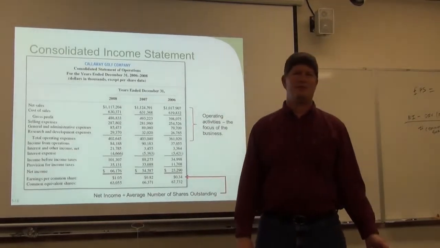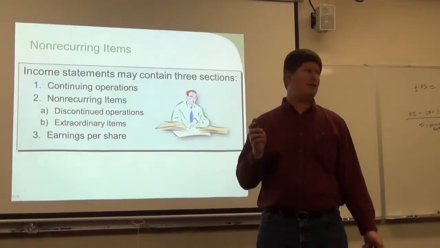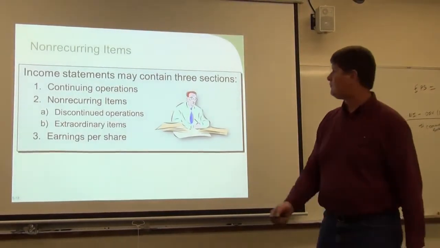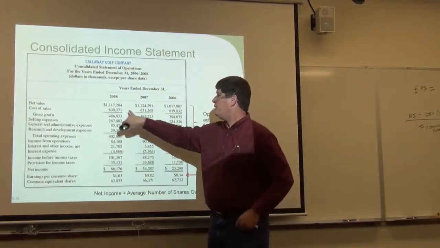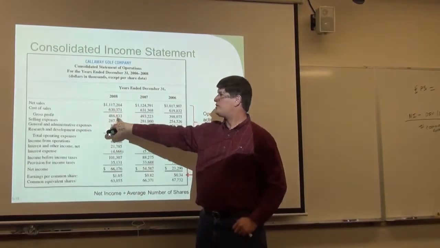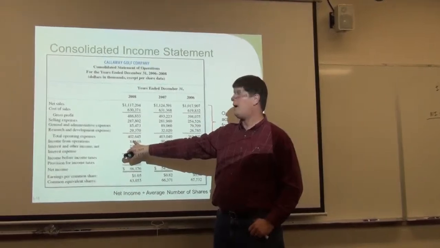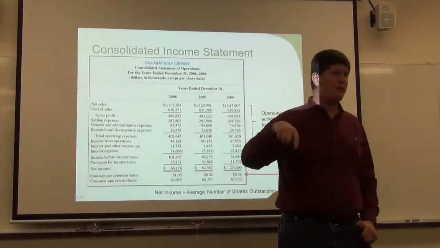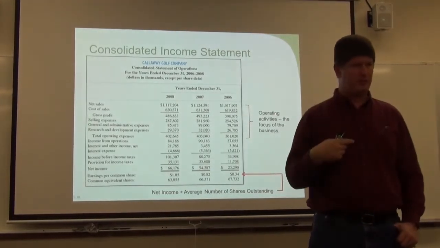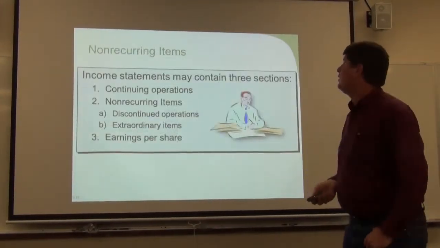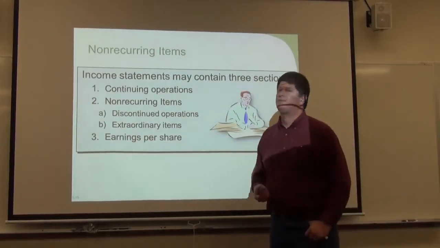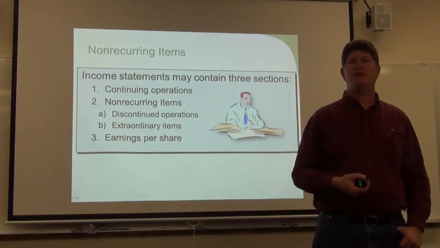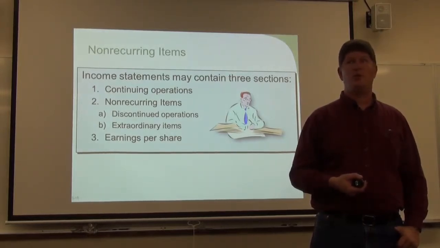Other questions? Moving on. All right. I'm going to back up. Remember I went through this: net sales, cost of goods, gross profit, income from operations, and that's how much money we made from the business that we're in business to do, right? Non-recurring items are if you ever have a profit or a loss from something other than the business that you normally are in.